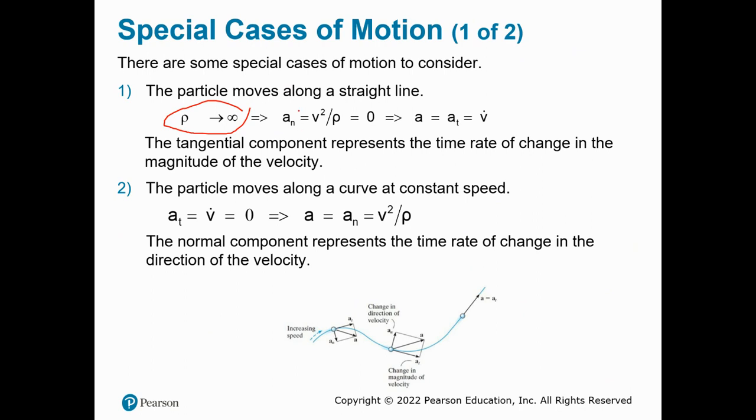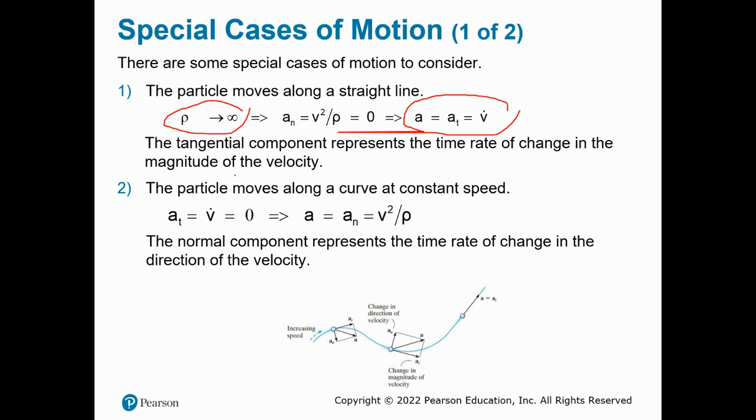In the normal direction, the normal component of the acceleration is v squared divided by rho. If rho goes to infinity, that means a_n will be zero. That means the overall acceleration will be only the tangent component. So if I'm traveling on a straight line, the only acceleration I will have is in the same direction as the velocity. That means the acceleration will only change the magnitude of the velocity.